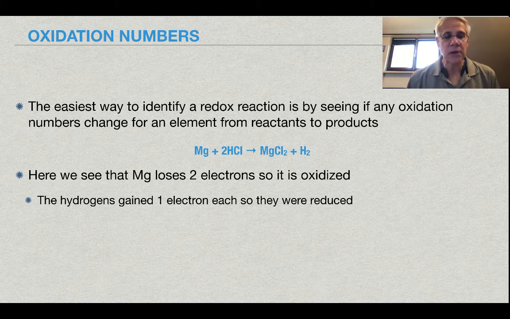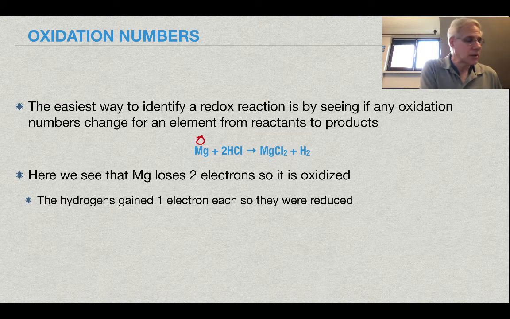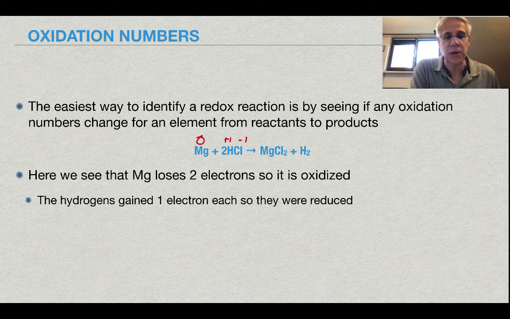If we look at charges, this is where we can see this. So we see that the magnesium here has a 0 oxidation state. In our HCl, we would say that the hydrogen has a +1 and the chlorine would have a -1. These are the charges that we would get from the periodic table. Turns out they're also the oxidation states. Very commonly, those values are the same.